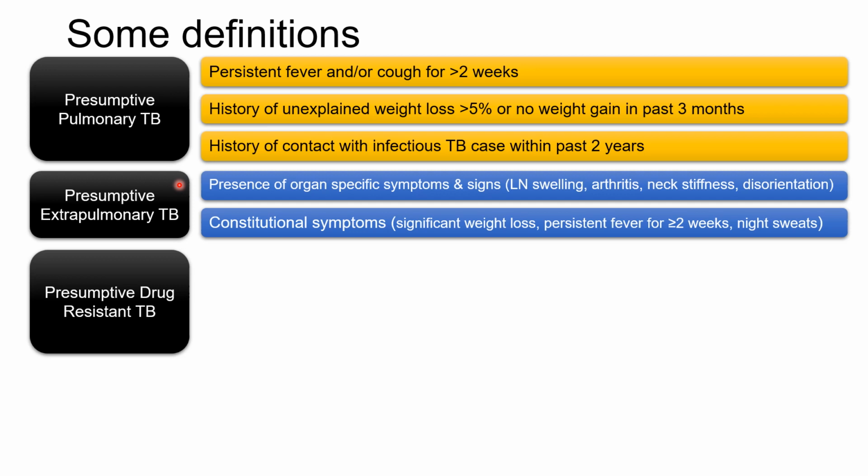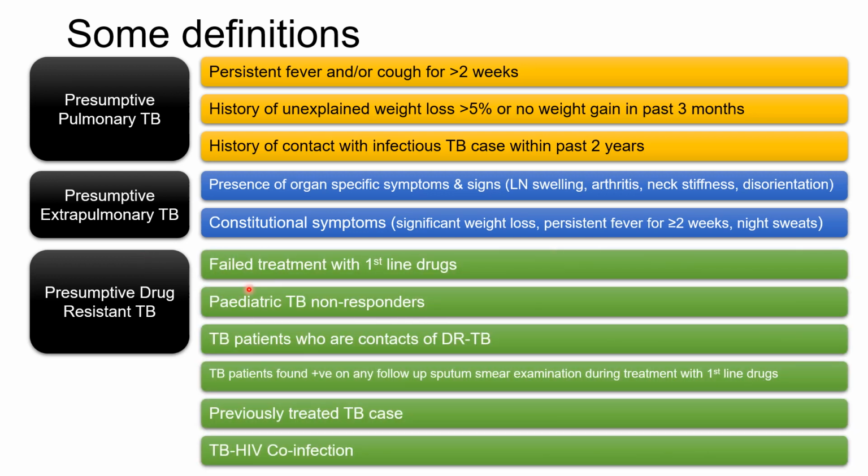And last but not least, very important, what is a case of presumptive drug-resistant tuberculosis? Any patient who has failed treatment with first line drugs. Suppose we have diagnosed a case of tuberculosis previously and started him on first line drugs, HRZE, and the patient has failed the treatment. That means at the end of the treatment, the patient is still considered positive for tuberculosis. That means he has failed treatment with the first line drugs. That will be considered a case of presumptive drug-resistant tuberculosis.